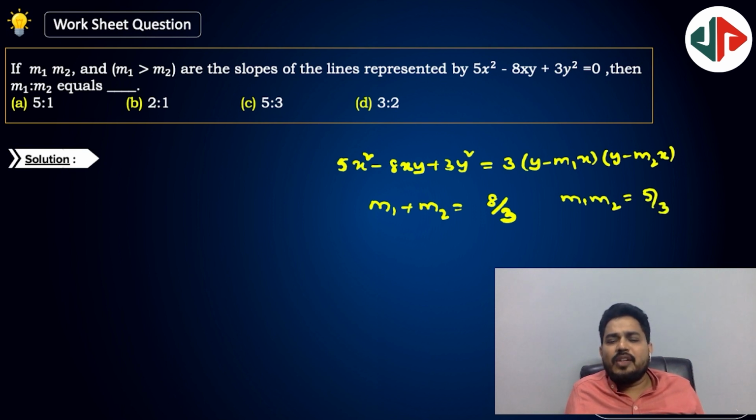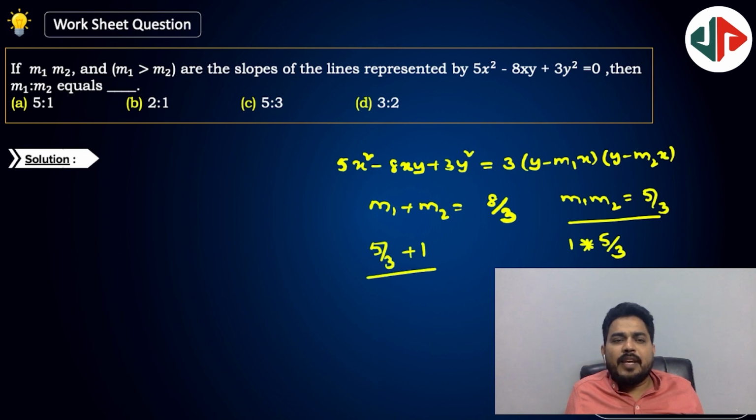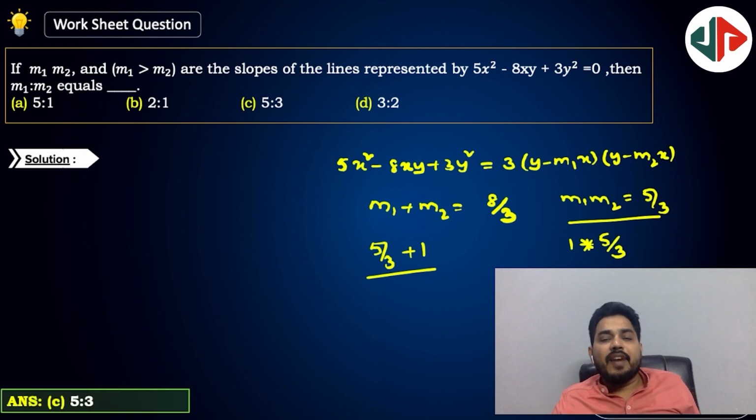Just look at where you have m1 plus m2 is equal to 8 by 3 and this one. So what is this? Is it not 1 plus 1 into 5 by 3? So m1 is 5 by 3 plus 1, so 5 by 3 by 1. So you are going to get the answer as 5 is to 3.